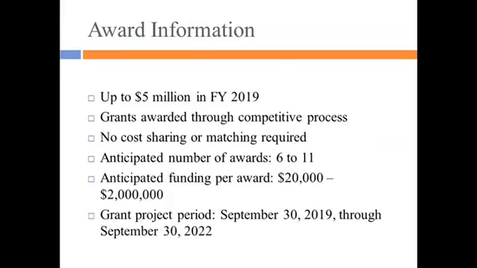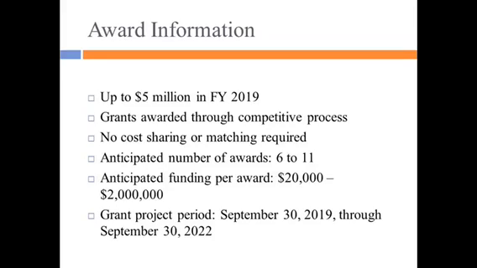Now we will provide you with some more detailed information regarding the awards themselves. PTIGs are subject to the availability of funds. Up to $5 million will be available for this year's grant competition. Grants are awarded through a competitive process. In other words, submitting a proposal does not guarantee funding. There is no cost sharing or cost matching requirement. The funding amount per award is dependent on the number of awards granted.